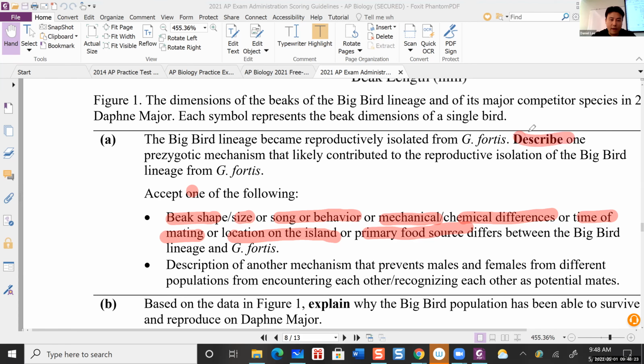So they say describe one that likely contributed. We don't know which one, so they accept everything. That's kind of silly. They should have left some clue in the question, but they didn't. Let's look at the second one.